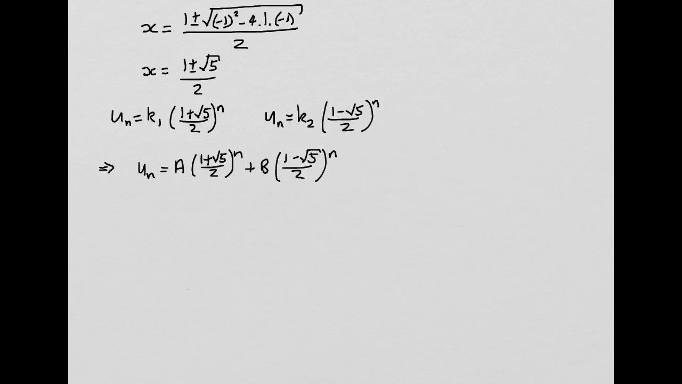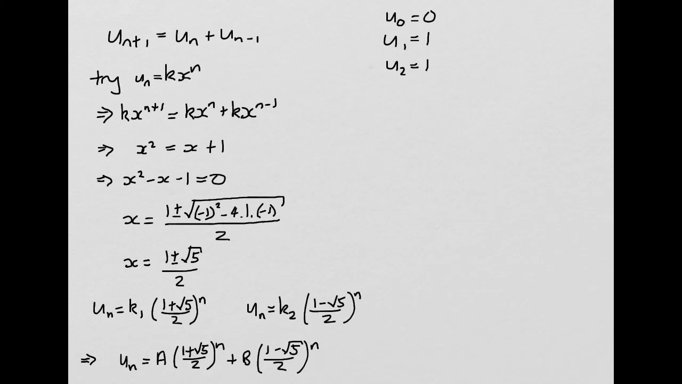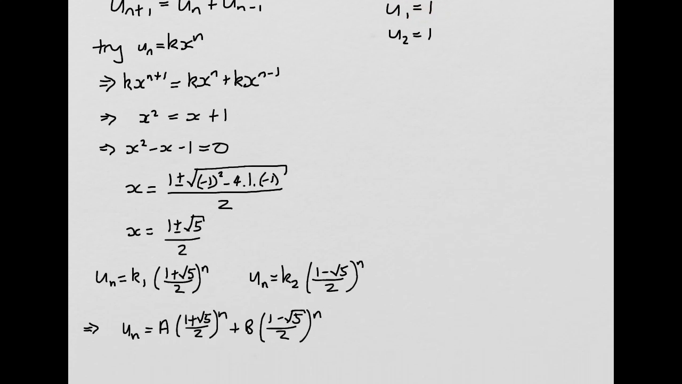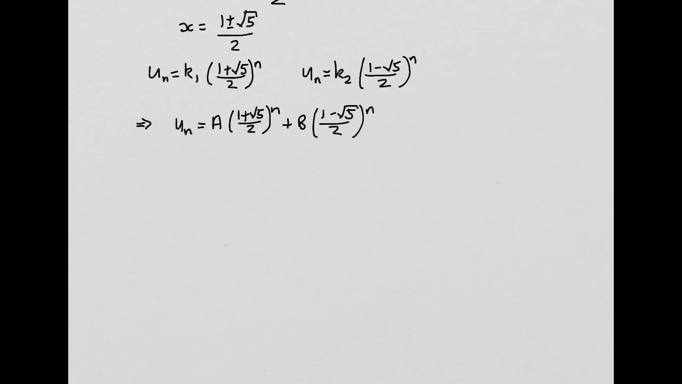Alright, so this is when we go back to our original initial conditions, these ones up at the very top there, and we know that when n is 0, it comes out to be 0, when n is 1, it comes out to be 1. So let's just see where that takes us here.